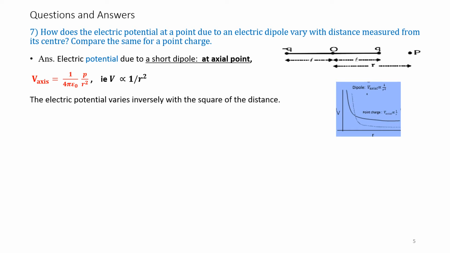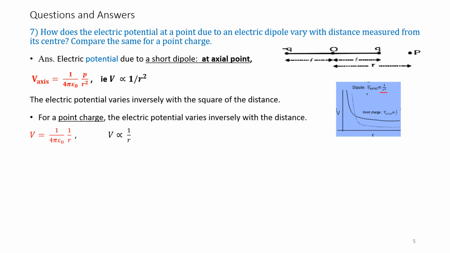See here, this is a V versus R curve. For a dipole, potential is inversely proportional to R square, as pointed out here. Hence, this dotted line graph is for a dipole. And for a point charge, V is inversely proportional to R. You see here, for a point charge, V is inversely proportional to R. So, this is plotted in the graph. This is the variation.